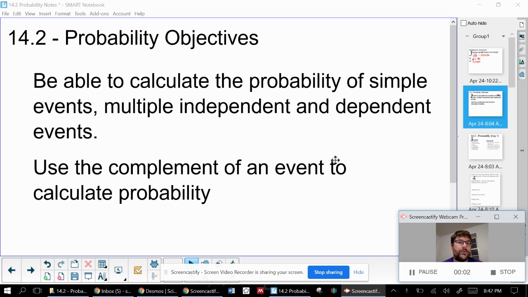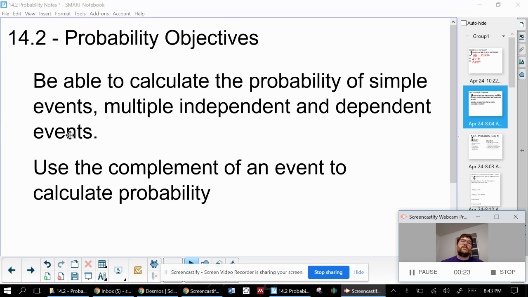Okay, so for this second week, we're going to be talking about probability. And this is going to build on what we learned last week with counting different possible outcomes. But we're going to start using that idea to be able to calculate the probability of simple events happening. So we're going to start with just kind of the basic idea of what probability is.